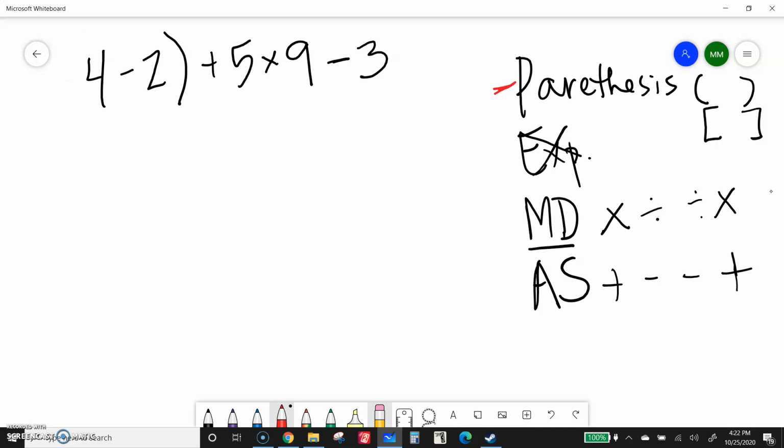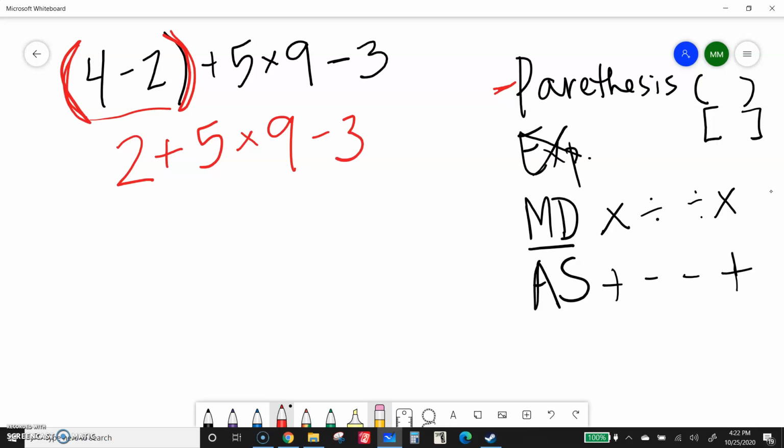We do have parentheses. 4 minus 2 is 2. I'm going to write everything I haven't used yet. All right, now I can see, okay, don't need to worry about exponents. Do I have any multiplying and dividing? Yes, I do. I have 5 times 9. 5 times 9 is 45.